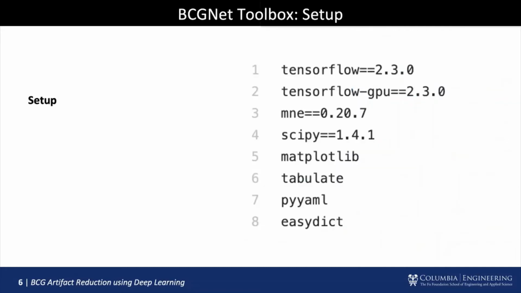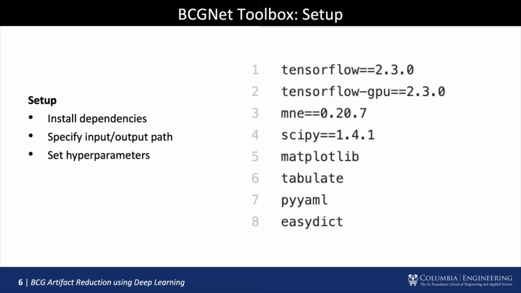The setup of BCGNet is simple and straightforward. First, install the required dependencies such as TensorFlow. We recommend using Anaconda to simplify dependency management. CUDA can be optionally installed to take advantage of the GPU power. The user then needs to specify the input-output paths for the data, as well as hyperparameters.